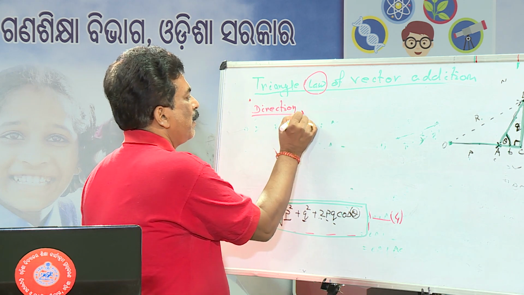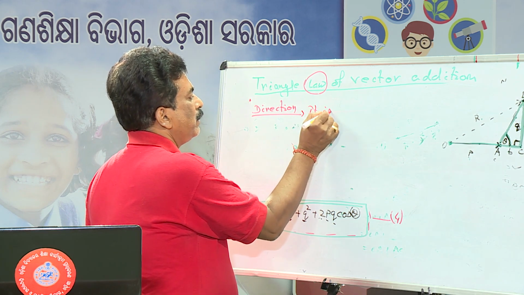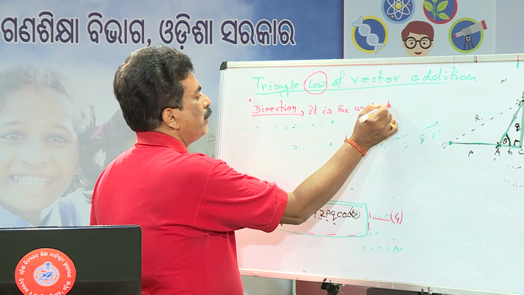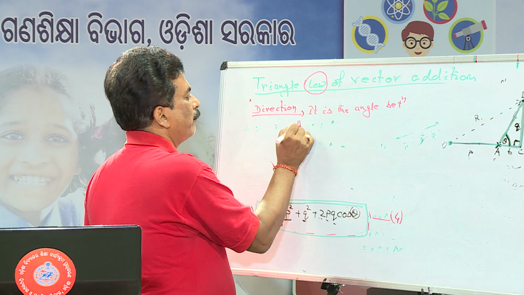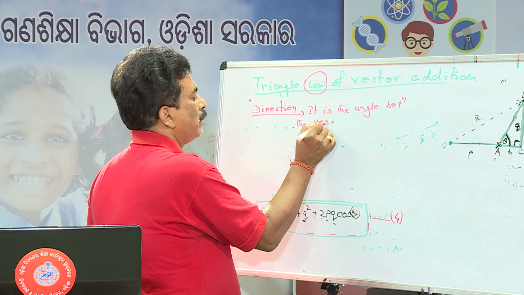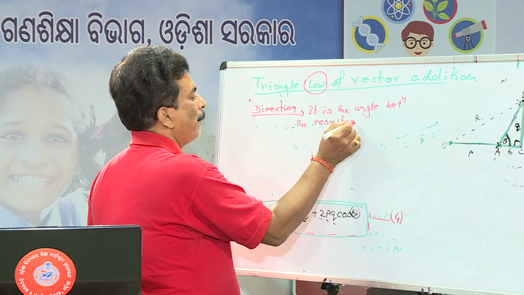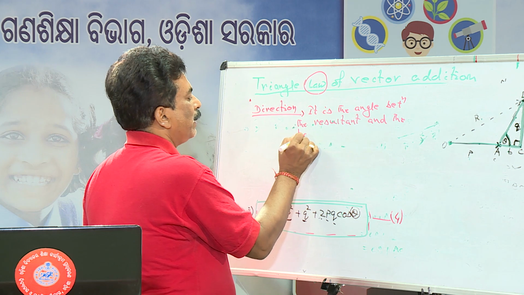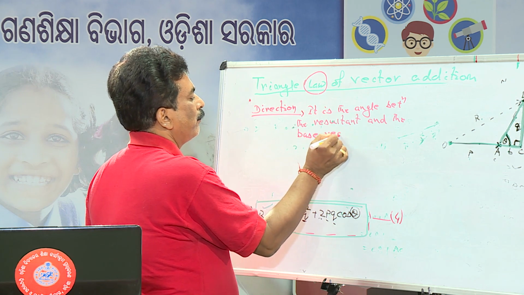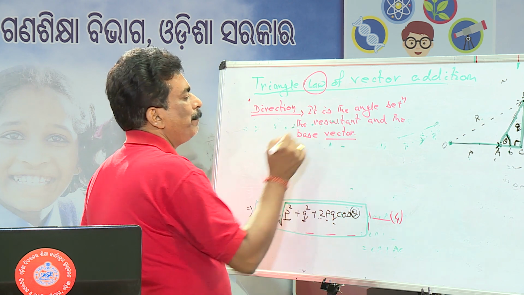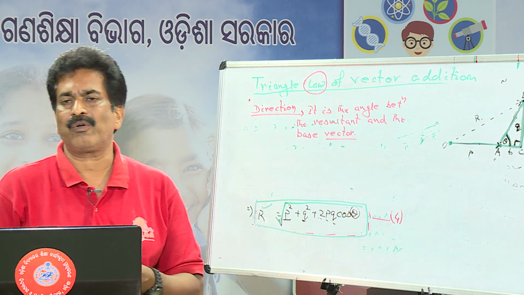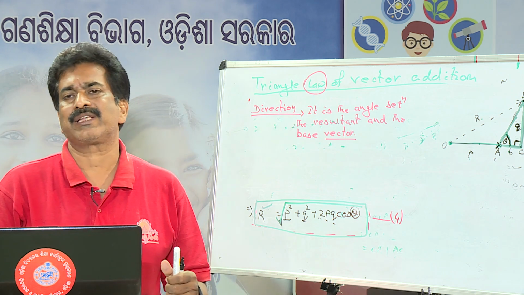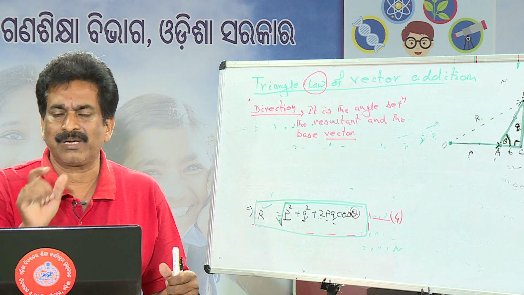It is the angle between the resultant and the base vector. From the base vector, whatever angle it makes, that is known as the direction of the resultant. This is its definition.